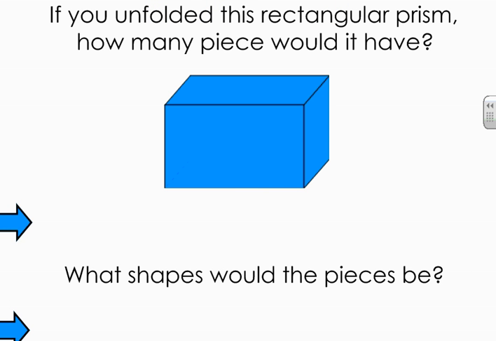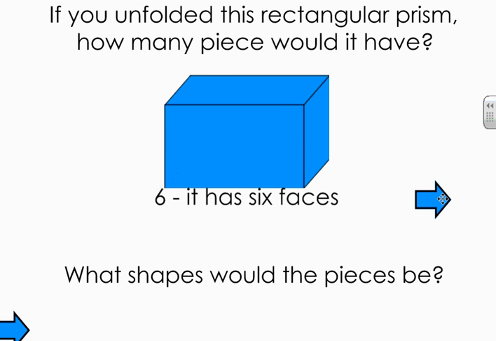So let's take a look at this rectangular prism. If you unfolded this rectangular prism, how many pieces would it have? Well, it would have as many pieces as it does faces. So on this one, there's 1, 2, 3 visible, and there's 2 behind and 1 underneath. So it has 6 faces.